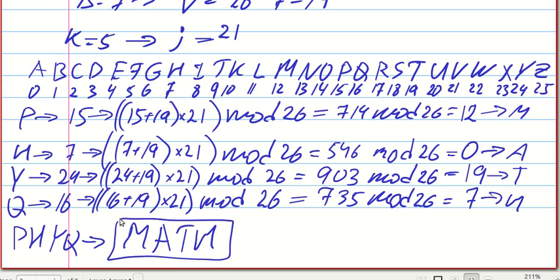And that's a linear cipher, which is a combination of multiplication and addition. There is one more cipher left, and this will be the end of the semester in the next lecture. And I'll see you then.